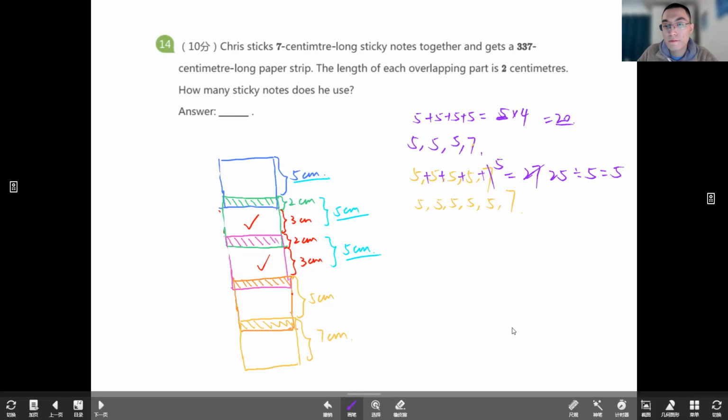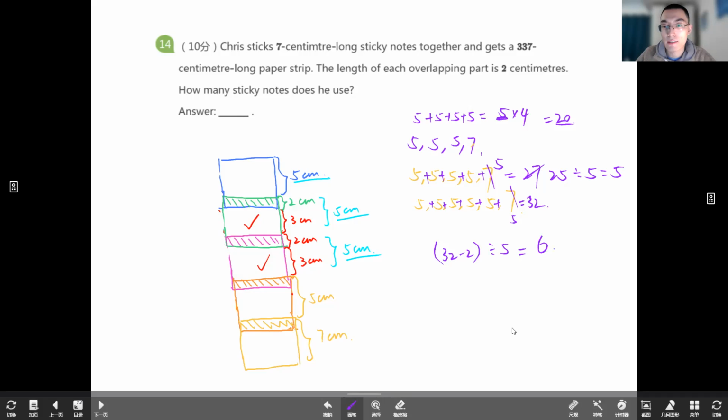5 plus 5 plus 5 plus 5 plus 5 plus 7, that will be 32. If we take away 2 from 32, that means we change this 7 into a 5. So 32 minus 2, divide by 5, that will tell us instantly how many sticky notes we have used, which is 30 divided by 5, so it's 6.